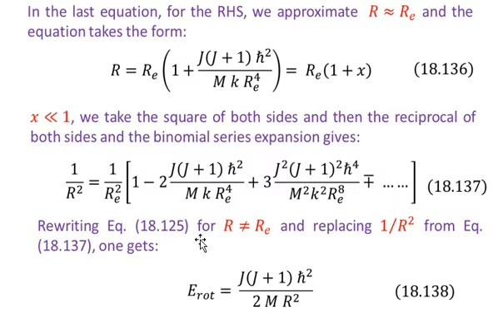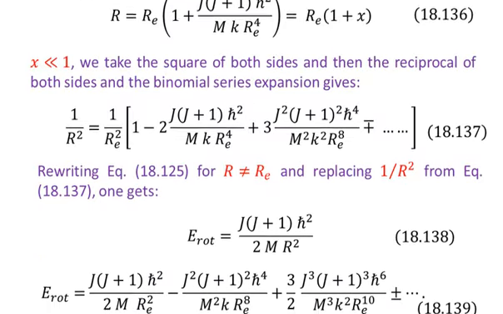Rewriting equation number 125 for R not equal to Re and replacing 1 over r square from equation number 137. Now you see that I have mentioned equation number 125 in the previous lecture. So in equation number 125, if you assume that R is not equal to Re, then in that equation, when 1 over R square appears, then you can replace the value of 1 over R square from equation number 137.